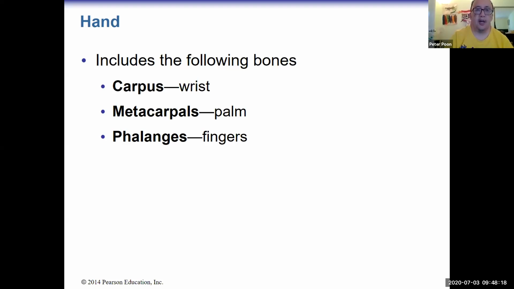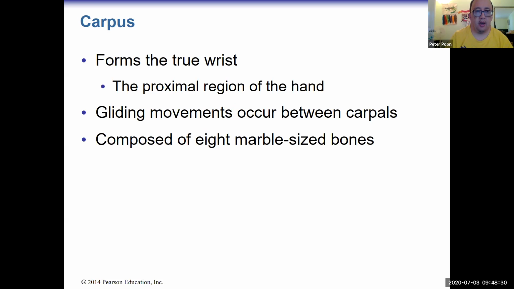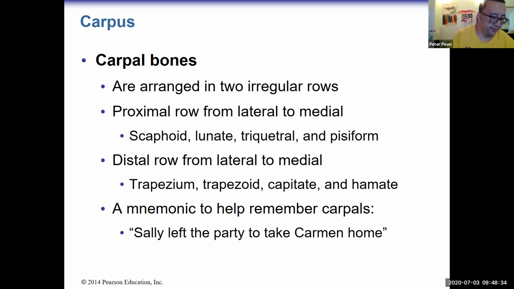Okay, next part. So now we cover the wrist. The hand consists of the carpals, metacarpals, and phalanges. So let's talk about the carpus, the true wrist. There are 8 bones in the wrist. They're formed into irregular rows. So you have a proximal row and you have a distal row.